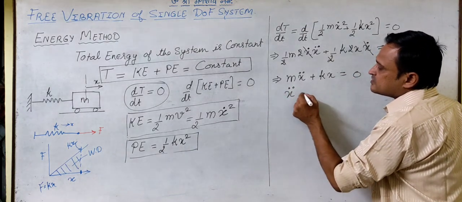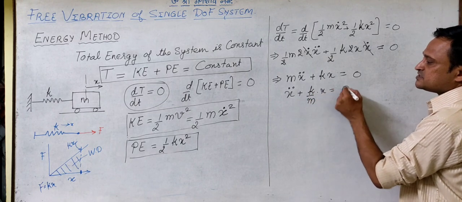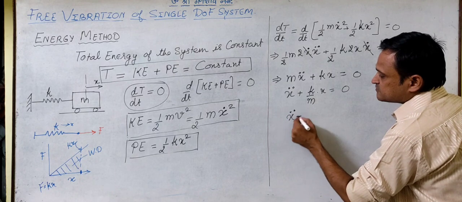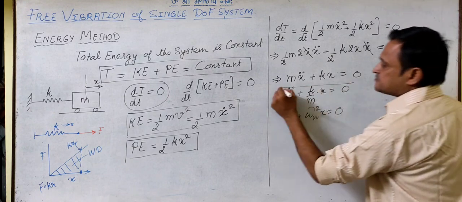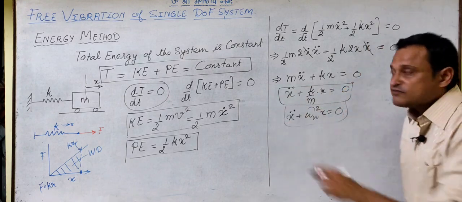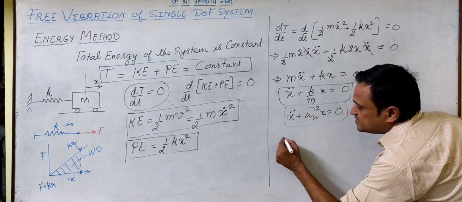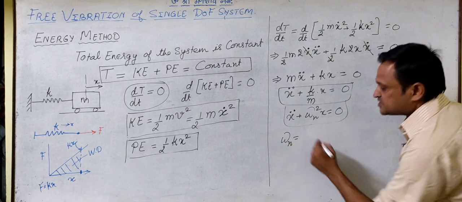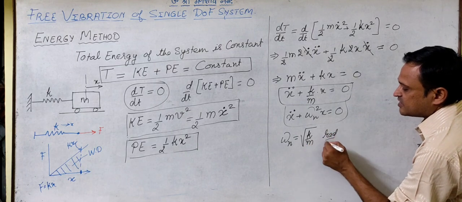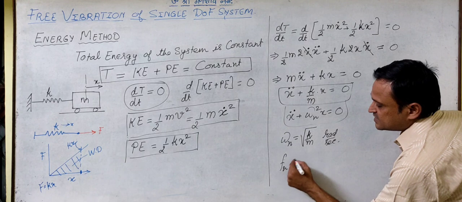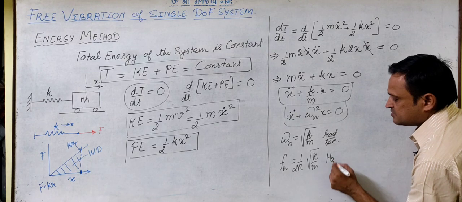So again we have reached the situation of k by m into x being 0, which is in the form of the harmonic equation, having an analogy with the harmonic equation. So again, for a single degree of freedom system with free undamped vibration, we reach the same expression: we get omega n to be under root of k by m radians per second, or the natural frequency is 1 by 2 pi under root of k by m hertz.